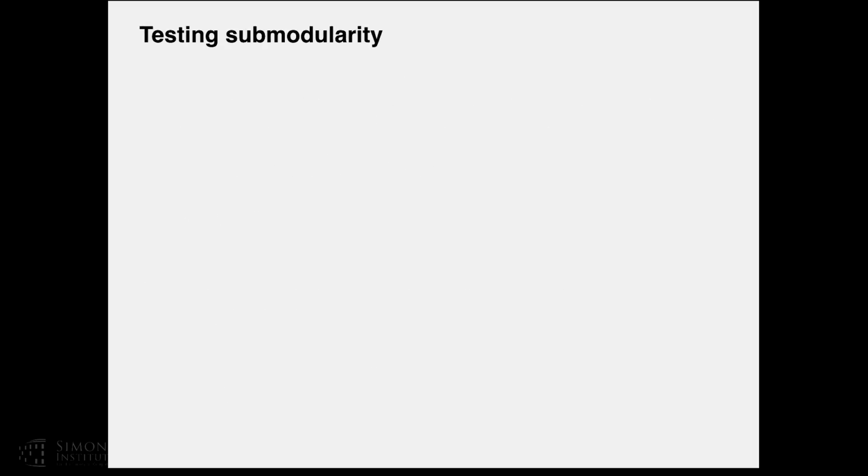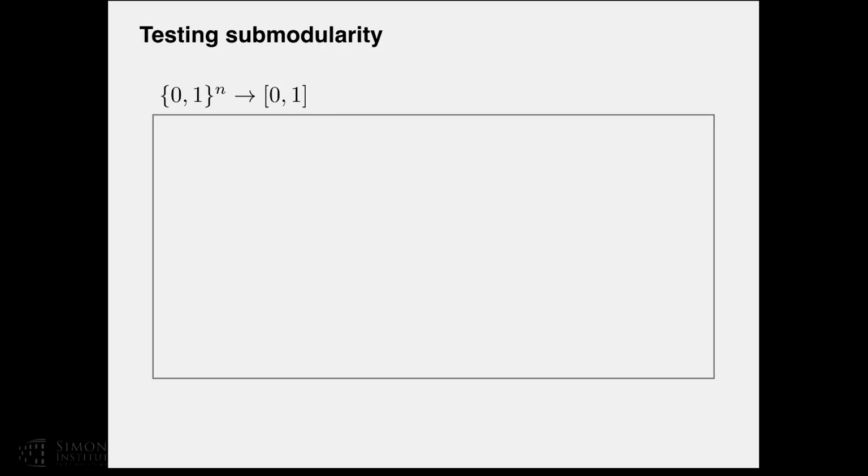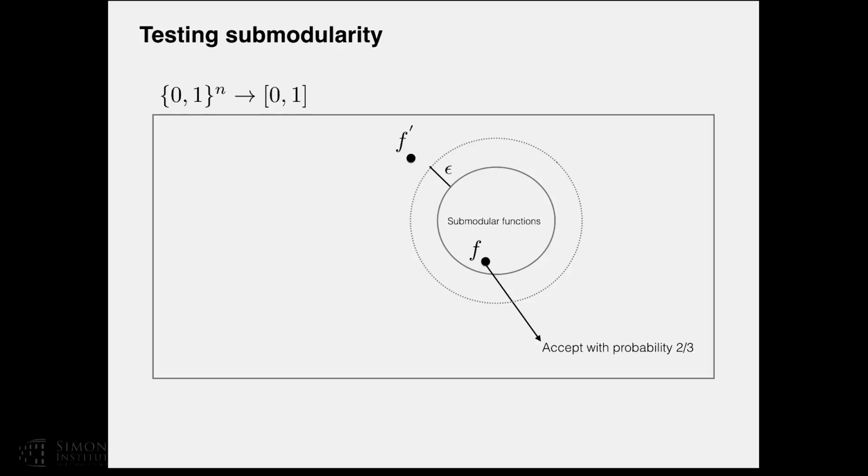Testing submodularity studies that. And for us, the universe of functions is all the functions from the Boolean hypercube of dimension n to the real set 0 to 1. And we are just looking at submodular functions. An algorithm for testing submodularity should accept every submodular function with probability greater than 2 over 3 and reject every function that is epsilon far from every submodular function with probability 2 over 3.